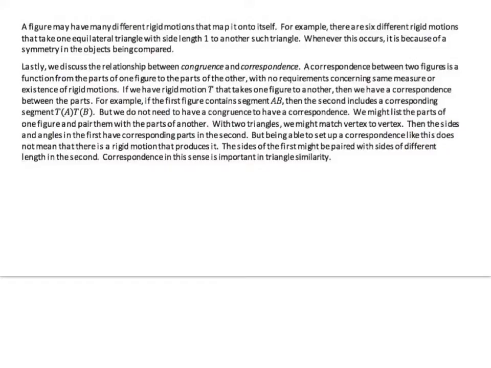For example, there are 6 different rigid motions that take one equilateral triangle with side length 1 to another such triangle. Remember equilateral? Equilateral has all the same sides, and because all the same sides, the interior angles are always 60. Whenever this occurs, it is because of asymmetry in the objects being compared.